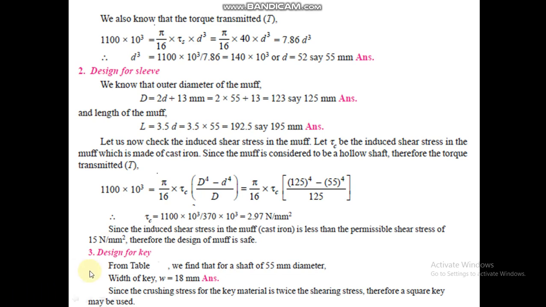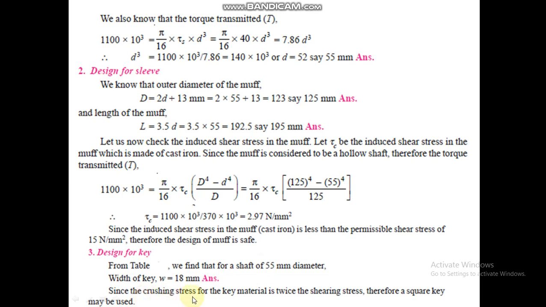In the last step, we have to design the key. So first of all, based on the diameter of the shaft, which is 55 mm, you have to find the width and thickness of the key. This you can find by two methods. First, you can go for the table in the data book, that according to the table, for the diameter of 55 mm shaft, the width of the key is 18 mm. Or otherwise, if you don't have the data book, then you can also find the width of the key based on the diameter, that is width of the key is d by 4. This diameter is divided by 4.